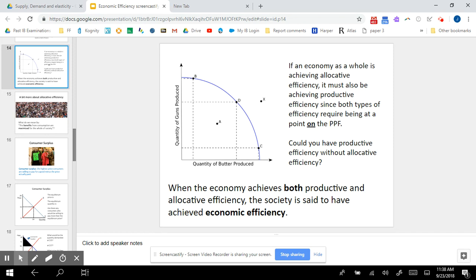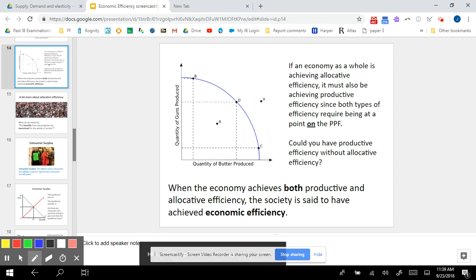Could you have productive efficiency without allocative efficiency? When the economy achieves both productive and allocative efficiency, the society is said to have achieved economic efficiency. So just a little review. Allocative efficiency means at what point on the PPF would we like to choose to operate.